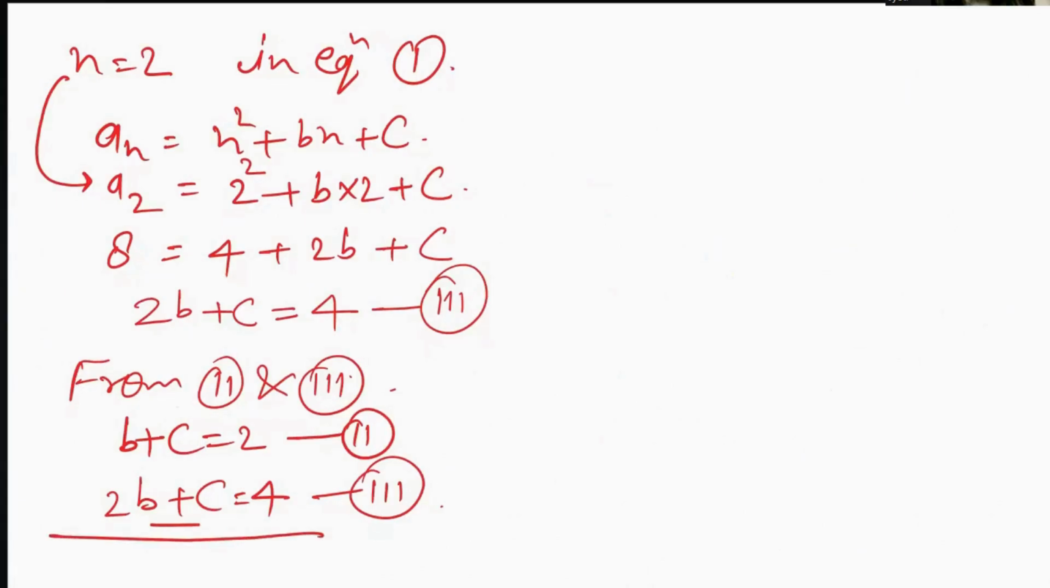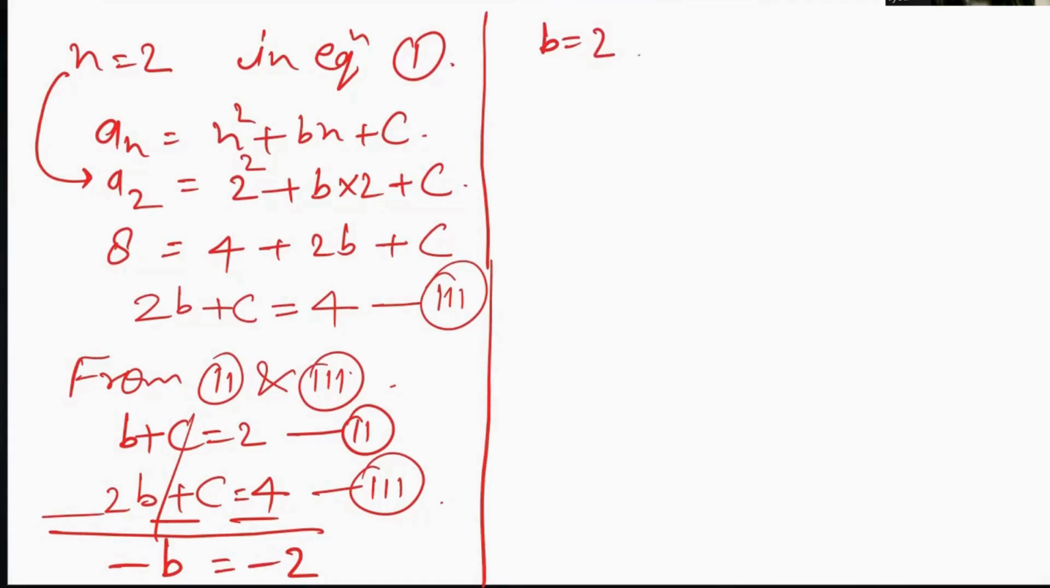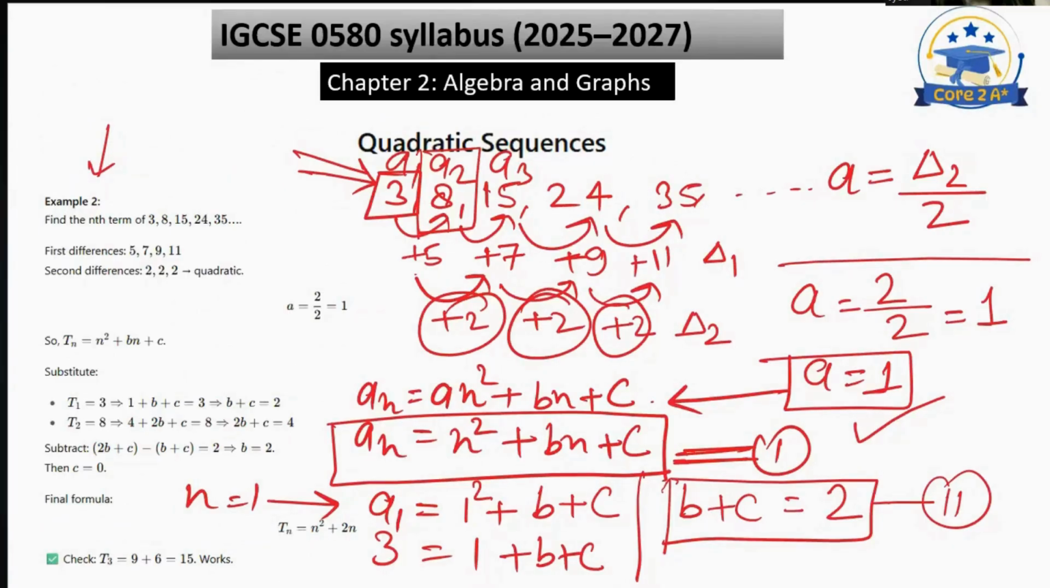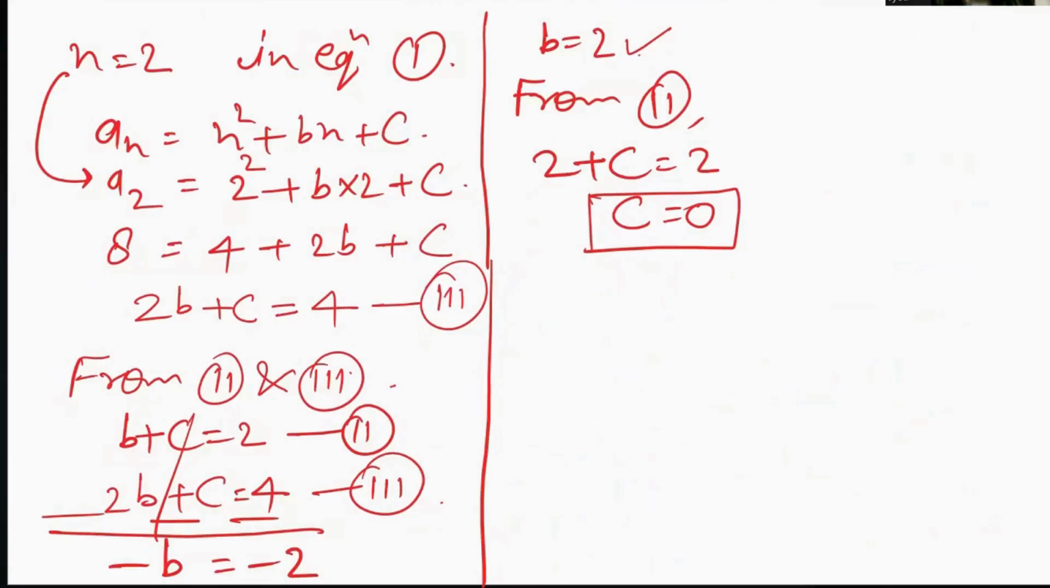Again, subtract. After subtraction, you get minus B equals 2. So what are you getting? B equals 2. It's time to get C. What is the value of C? From equation 2, put the value of B. That is 2 plus C equals 2. So it means C equals 0. We have gotten all three terms: A equals 1, B equals 2, C equals 0.